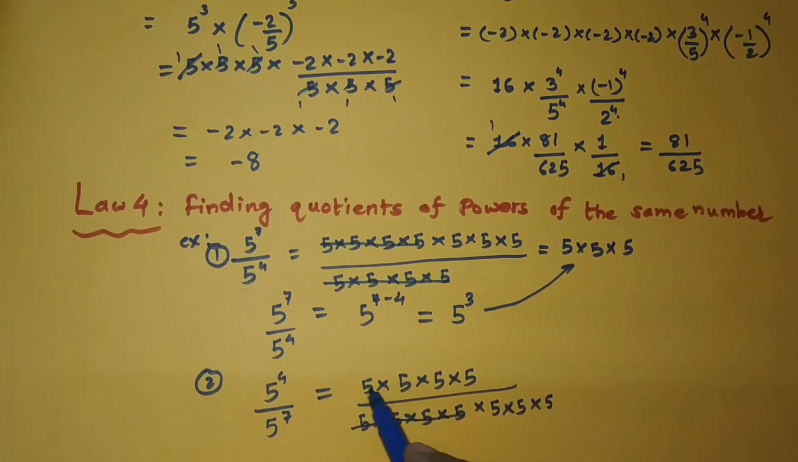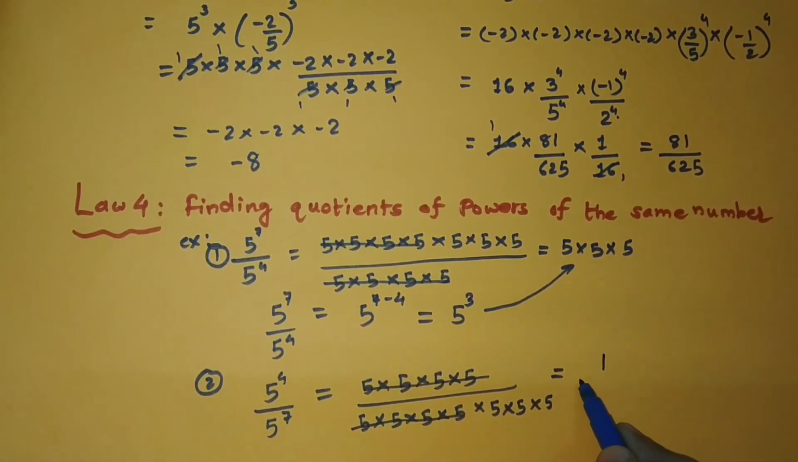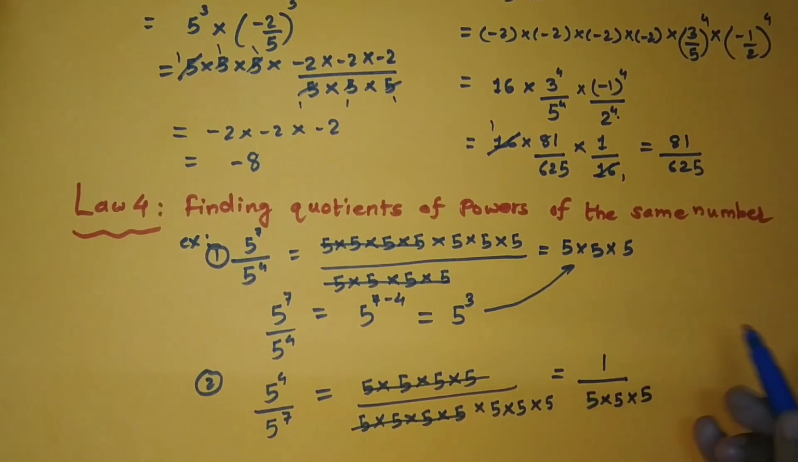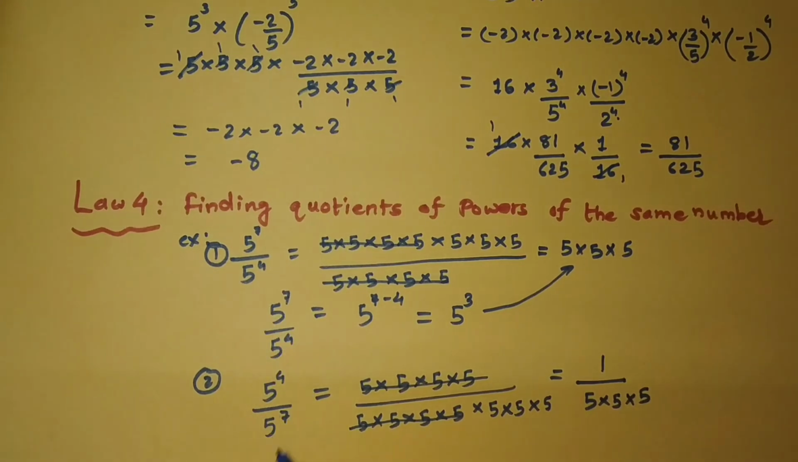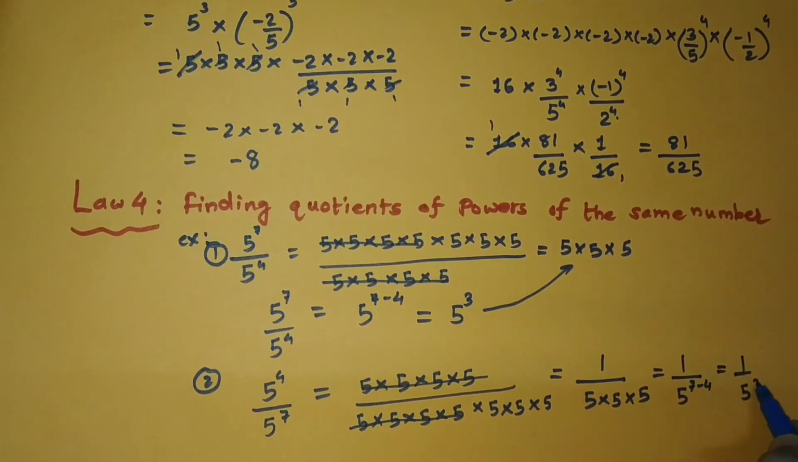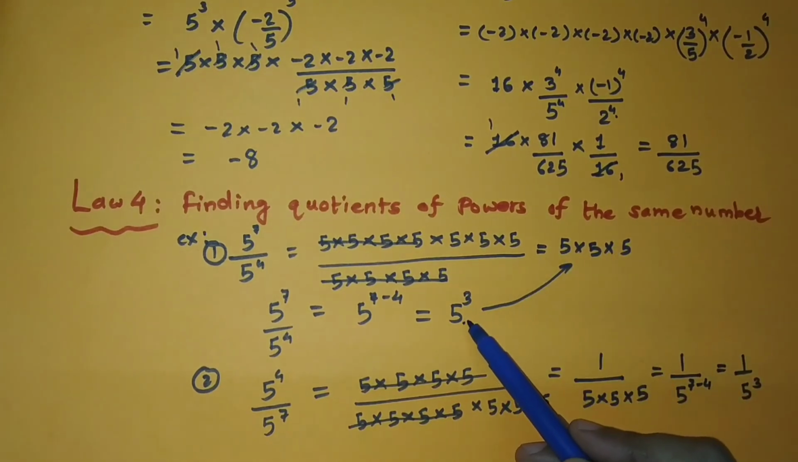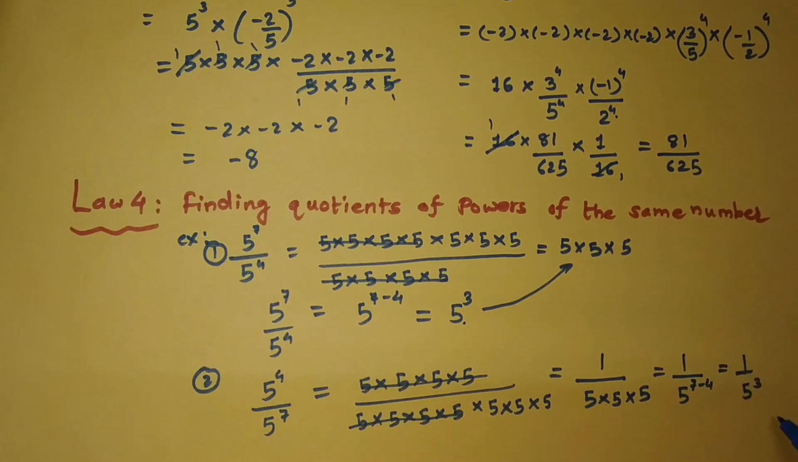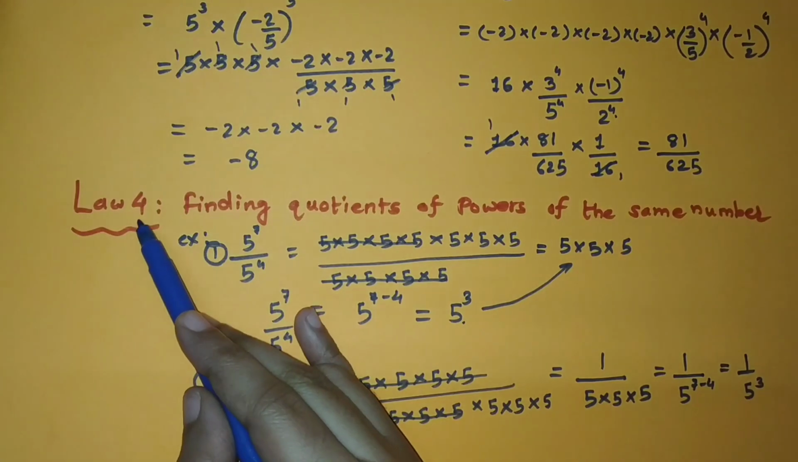So again you can get these 5 with these. So what is left? 1 upon 5 into 5 into 5. That means in this case this power is smaller than this power. So the answer we get is 1 upon 5 to the power 7 minus 4, that is 1 upon 5 cube. In the earlier case we just got 5 cube, but here we have got 1 upon 5 cube. So this example will illustrate the following law, that is law 4.